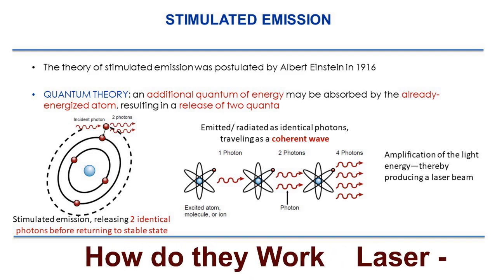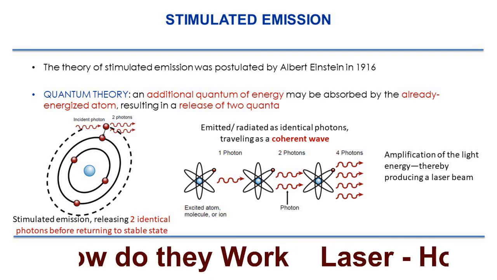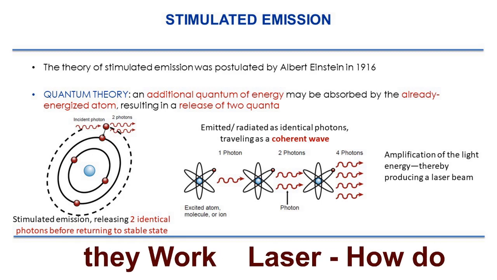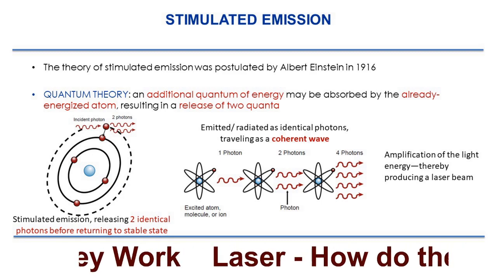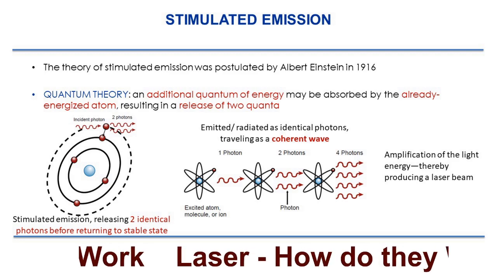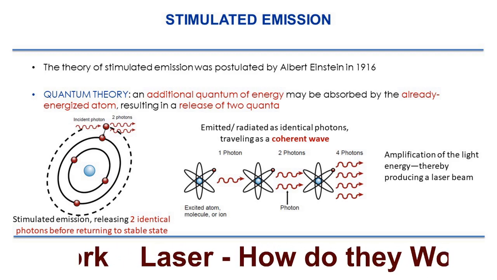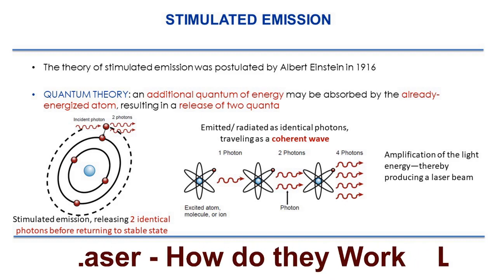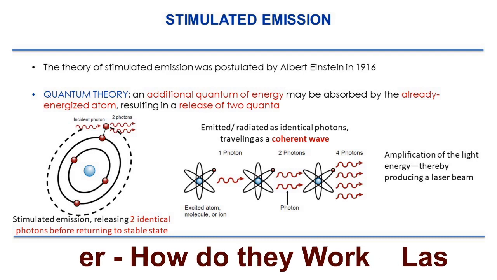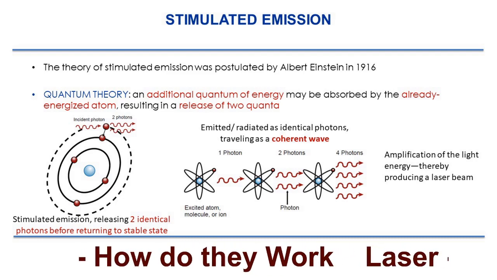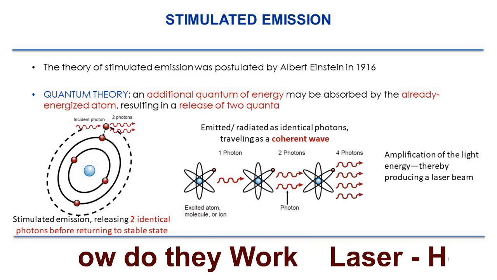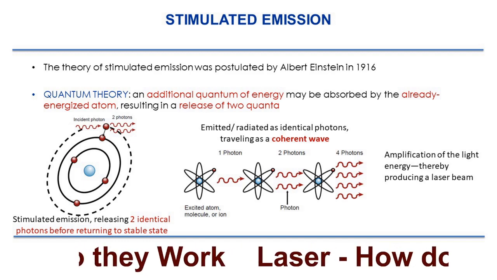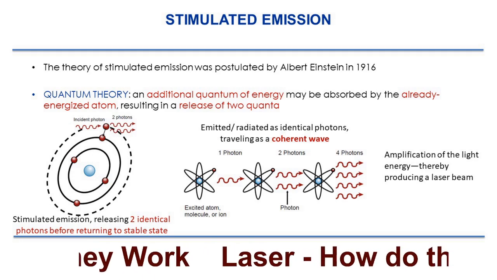And this is based on a theory called quantum theory, which says that an additional quantum of energy, or an additional photon of energy, may be absorbed by the already energized atom, resulting in release of two quanta or two photons which are identical in their physical size and shape. So in this way, one photon will result in release of 2 and 2 will result in release of 4, and thereby there is an amplification of the light energy and also a coherent wave is thus produced. This is one of the main properties of the laser beam.